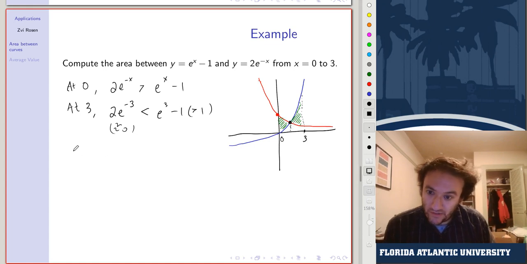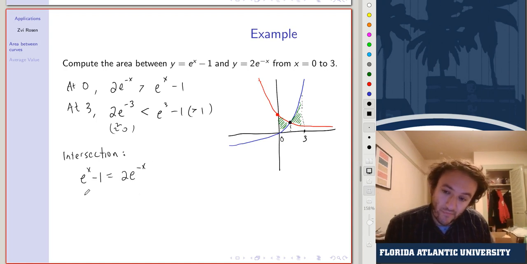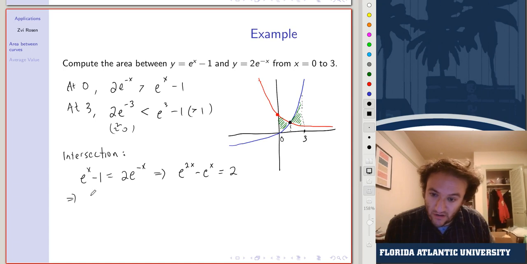Okay, so the intersection point, at that point, these two functions will be equal. So we'll take e to the x minus 1 equals 2e to the minus x. That means we can multiply e to the x on both sides. We'll get e to the 2x minus e to the x equals 2. Let's move 2 to the other side of the equation. Get e to the 2x minus e to the x minus 2 equals 0.